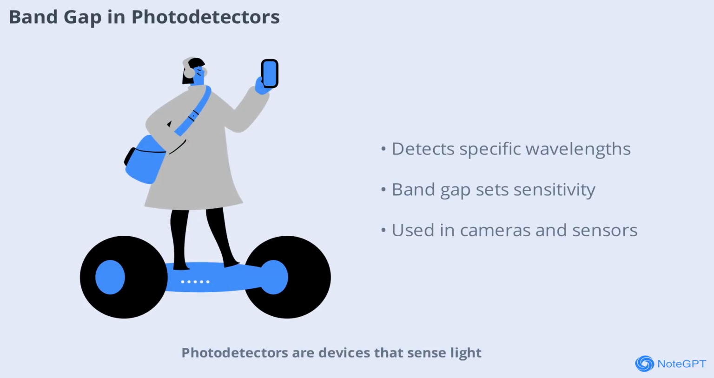Photodetectors are devices that sense light and convert it into electrical signals. The band gap of the semiconductor material determines which wavelengths of light the detector can sense. By choosing materials with the right band gap, engineers can design photodetectors for everything from visible light to infrared and ultraviolet detection, enabling applications in cameras, sensors, and scientific instruments.